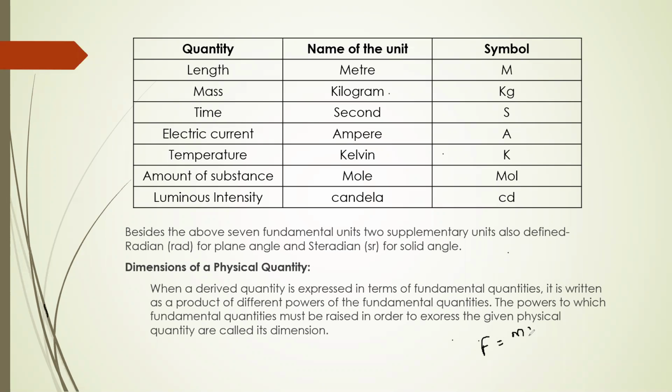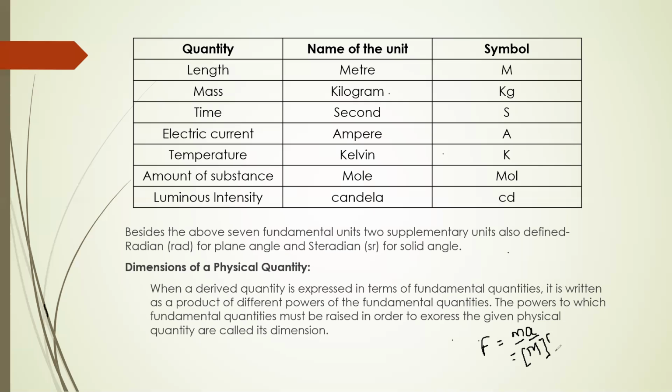Force is equal to mass into acceleration. Mass is a fundamental quantity, but acceleration is not a fundamental quantity. So how do we write the dimension of this force? We need to express it in terms of M, L, T. So this mass I can write as it is. Always it should be written in a square bracket, with capital letters M, L, T. First, mass I'll write as it is.